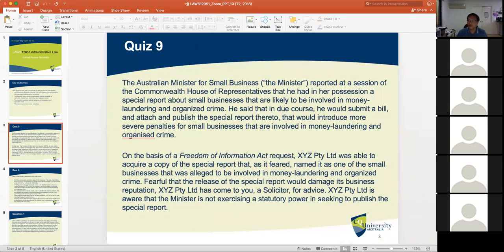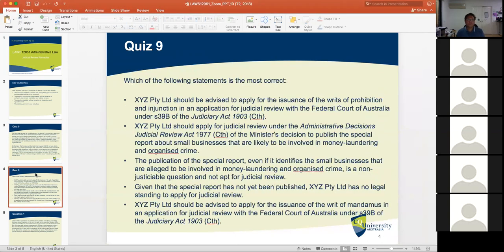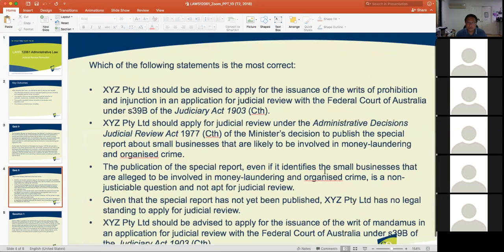You're good. Reputation, XYZ Proprietary Limited has come to you as solicitor for advice. XYZ Proprietary Limited is aware that the Minister is not exercising a statutory power in seeking to publish the special report. Which of the following statements is the most correct?